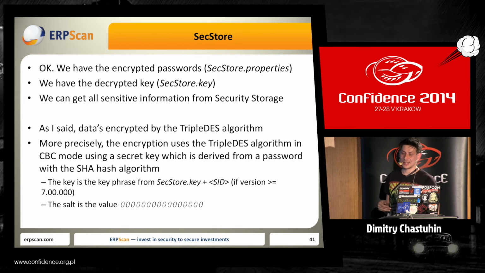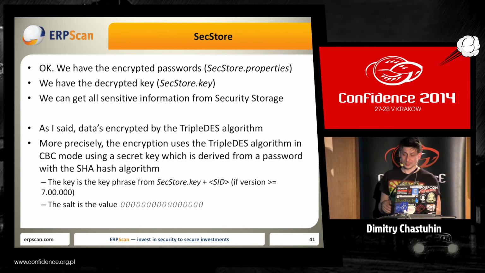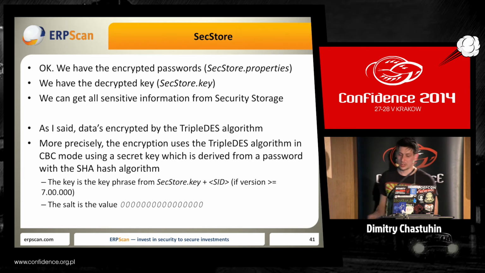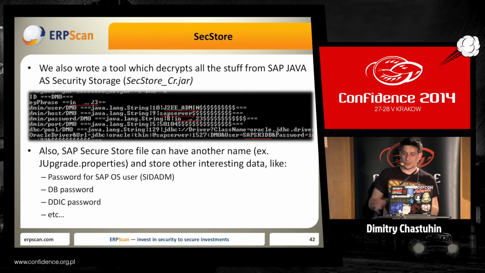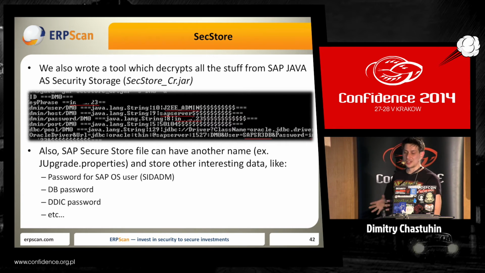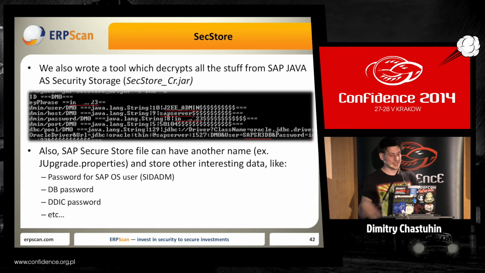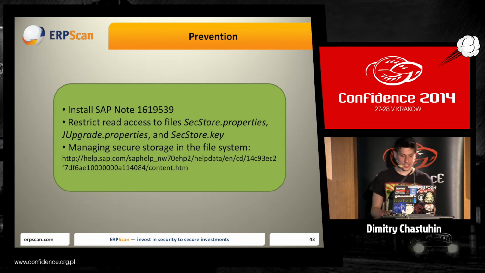Now we can try to decrypt data from the secstore security storage. As I said, data is encrypted by the Triple DES algorithm in CBC mode using a secret key and with salt equal to 0. We wrote a tool which decrypts all this from the SAP Java application server and successfully used it in our penetration testing. Also, the SAP Security Store file can have another name, for example, gupgrade.properties, but the algorithm is the same. This file also stores other interesting information like passwords for some SAP operating system users, database password, internal username and password, etc. And of course, some prevention measures.